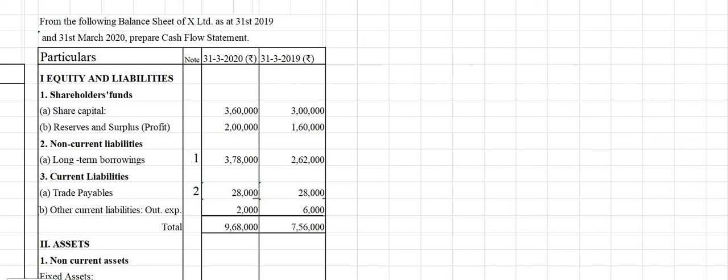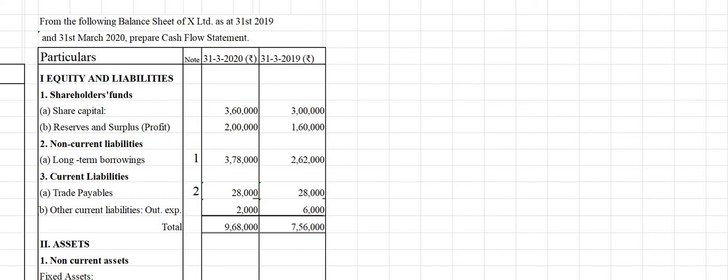Hello everyone. We were discussing in the last class the format of a cash flow statement. We said that after discussing the format, we would solve a question in the coming class. That's what we are going to do now. We are going to solve a question related to the cash flow statement.